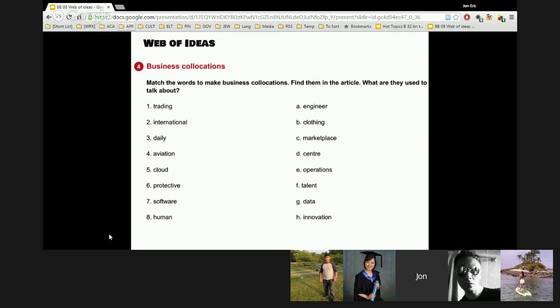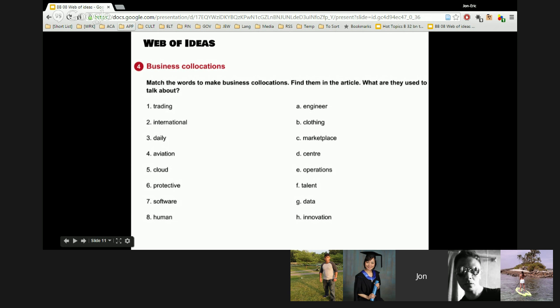Yeah. So look at the two columns. We've got on the left: trading, international, daily, aviation, cloud, protective, software, human. On the right: engineer, clothing, marketplace, center, spelled in British English, because it's RE instead of ER, operations, talent, data, innovation. All of these came up in the article, but let's see how many you know.